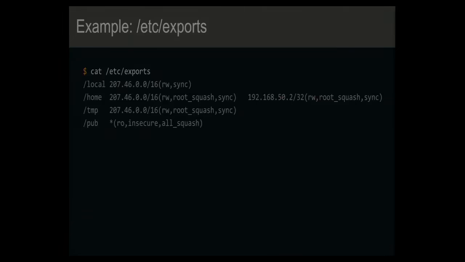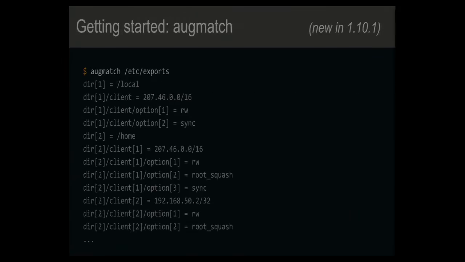It's simple, but not entirely trivial, because on each line you can have any number of definitions for exports, so that makes it a little awkward to deal with in grep or things like that. But it's still simple enough that I can talk about it here without killing myself. And so the first thing you can do is, if you just tell augmatch the exports file, it just prints out the tree. That's the tree that the lens has generated for that file.